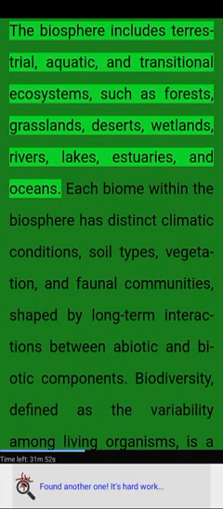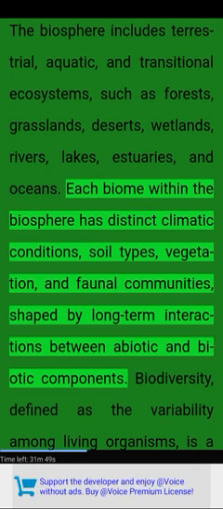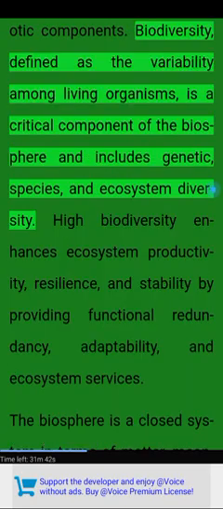The biosphere includes terrestrial, aquatic, and transitional ecosystems, such as forests, grasslands, deserts, wetlands, rivers, lakes, estuaries, and oceans. Each biome within the biosphere has distinct climatic conditions, soil types, vegetation, and faunal communities, shaped by long-term interactions between abiotic and biotic components. Biodiversity, defined as the variability among living organisms, is a critical component of the biosphere and includes genetic, species, and ecosystem diversity.